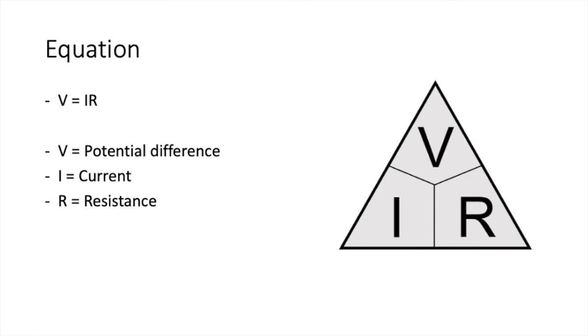Current is the second variable, measured in amperes with the symbol I, and is described as the rate at which electrons flow past a point in an electrical circuit. Current is induced when a potential difference is connected to a pathway for the electrons, usually a copper wire. Finally, the resistance of a circuit, measured in ohms with the symbol omega, is defined as the property that resists the flow of electrons or current through a circuit.